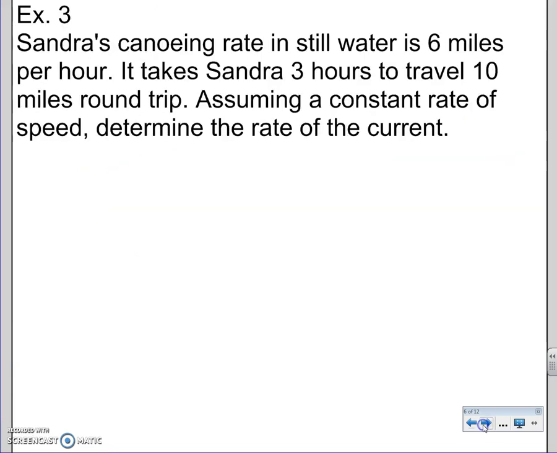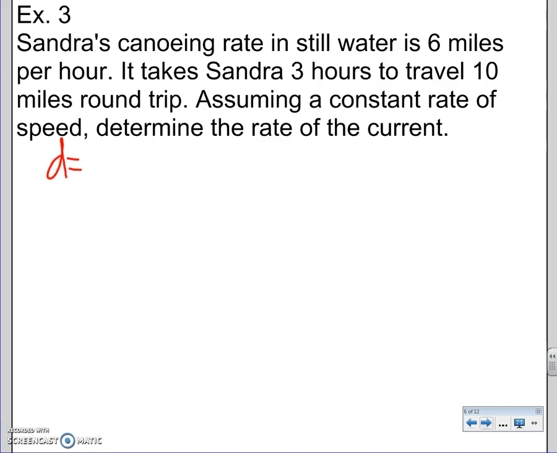Alright, last part is the word problem. Sandra's canoeing rate in still water is 6 miles per hour. It takes her 3 hours to travel 10 miles round trip. Assuming she has a constant rate of speed, find the rate of the current. So current is water. It pushes you either faster, or if you're going against the current, you go slower.